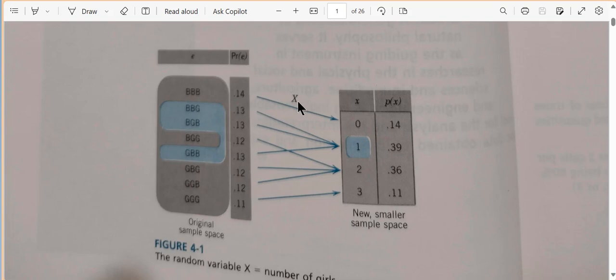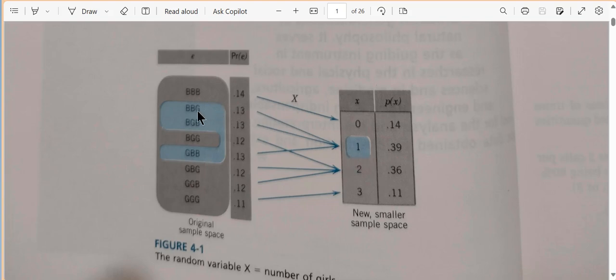Now remember that a random variable is a mapping from the sample space to a set of numbers. And here the set of numbers are 0, 1, 2, and 3, because X is the number of boys, and these are the only possibilities for the number of boys. Then we want to figure out, what's the probability of 0? Well, there's only one way for that, so it's 0.14. What's the probability of 1, though?